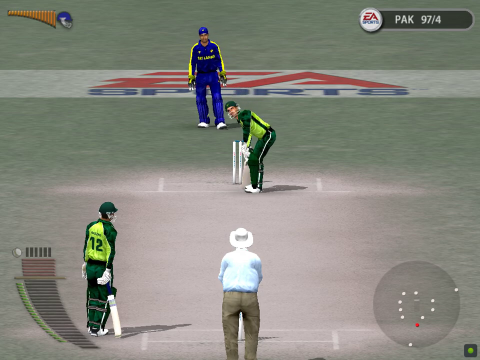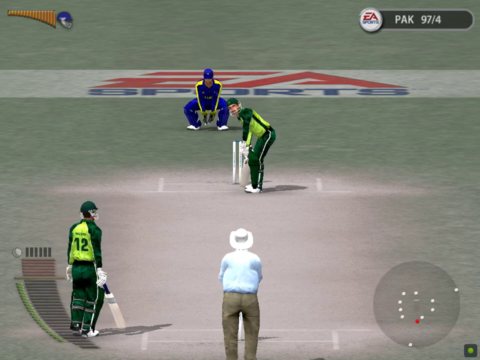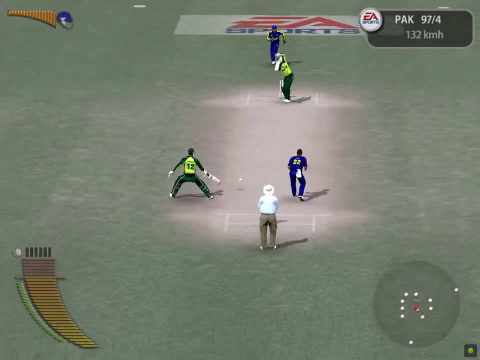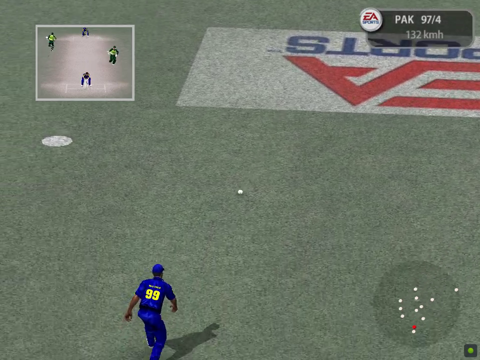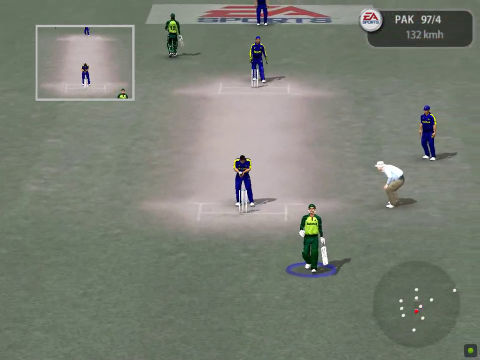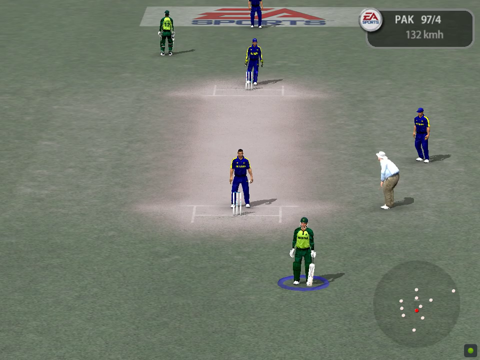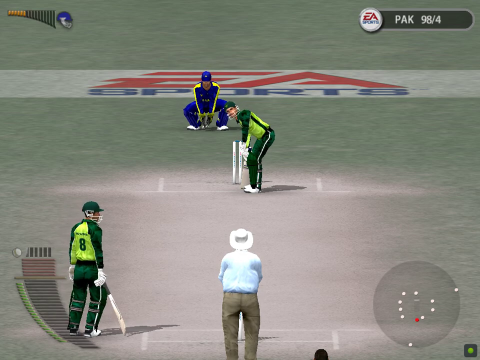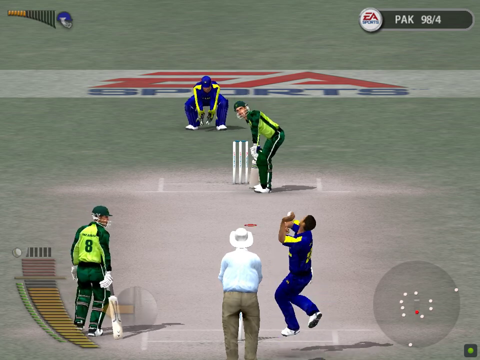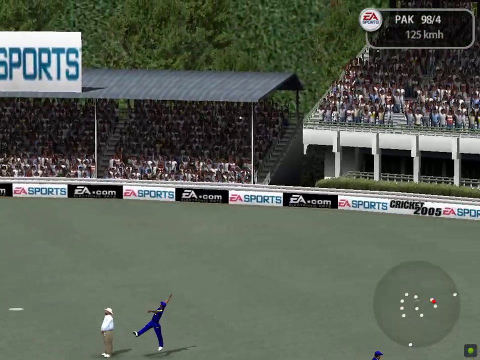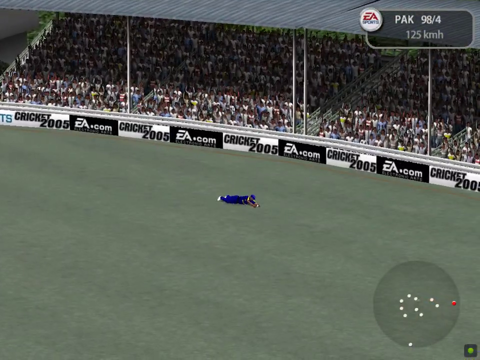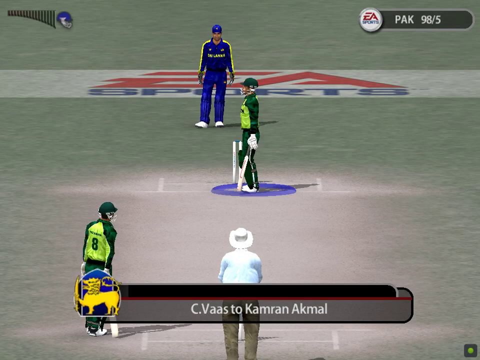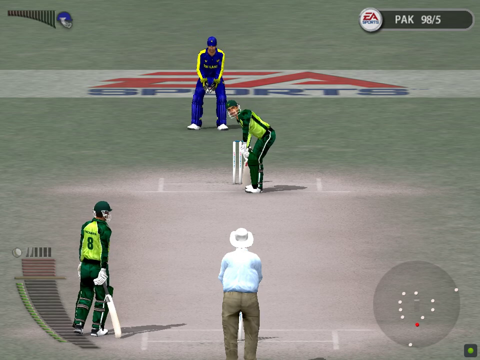Thus, to begin a new over. Pushed into the gap. Malinga out at long off. Thus to Abdur Razak. This is how the innings ended. Thus the ball to Kamran Akmal.